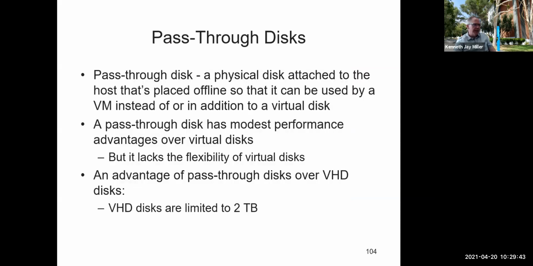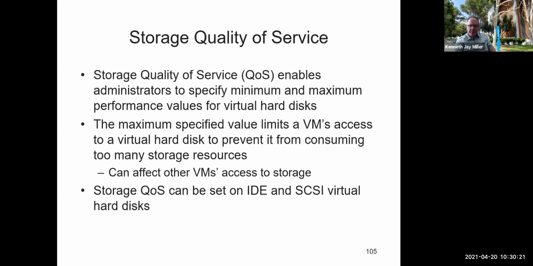All right. A pass-through disk is a physical disk attached to the host that's placed offline, so it can only be used by virtual machines. It has performance advantages over virtual disks, but it loses some of the flexibility. The advantage is it can be larger than 2 terabytes. If we're using VHD disks versus VHDX, the maximum hard drive is 2 terabytes. That's an MBR disk versus a GPT disk. All right. There's some quality of service stuff.